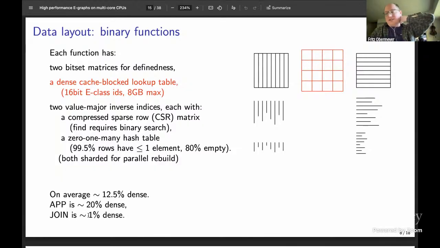I'm not using join a whole lot, and so it's only about 1% dense, but I didn't bother implementing a sparse table. I do have a second implementation for sparse E-graphs that has almost the same data layout but uses a hash table for this. And that engine ended up being about 10 times slower in equality saturation than this dense one. So the data access patterns really do help. I end up needing a lot of memory, but it's really worth it.